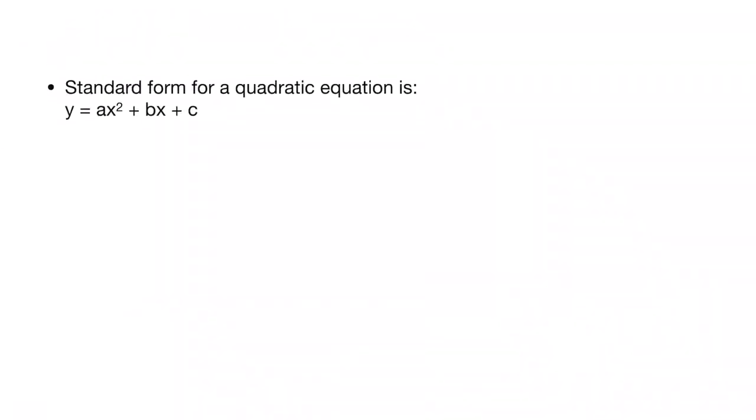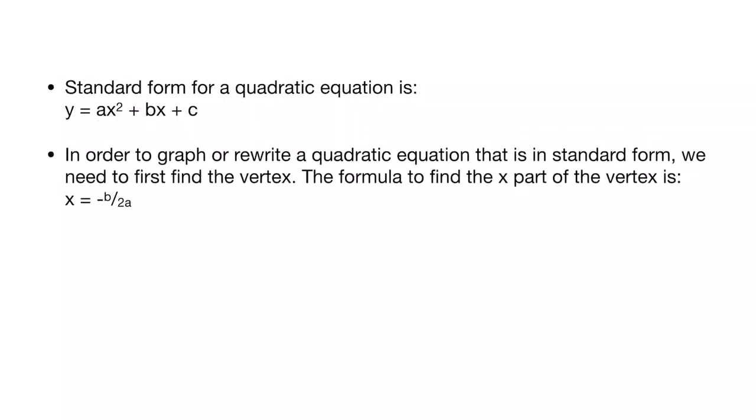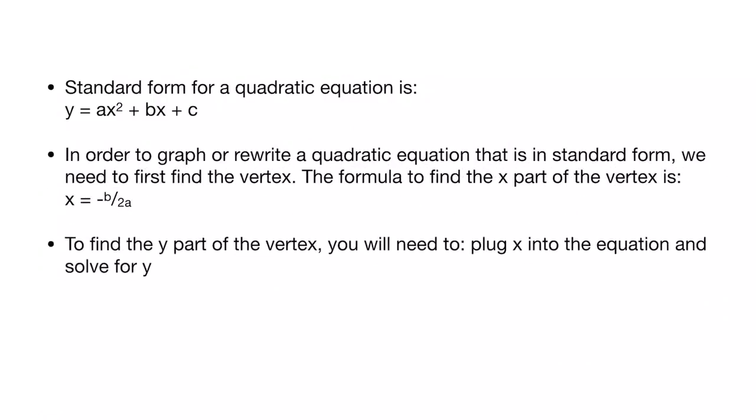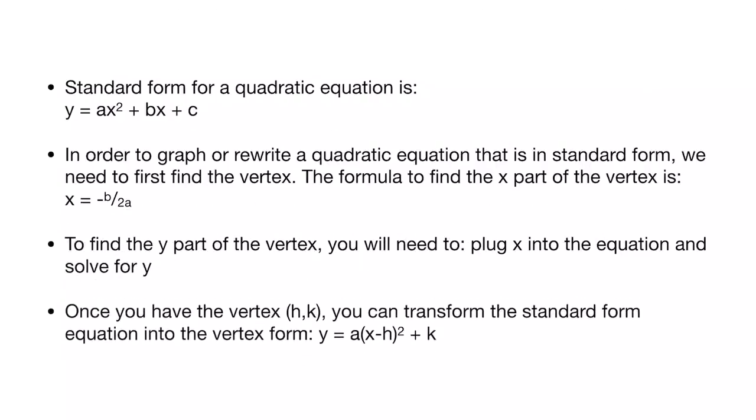All right, standard form of a quadratic equation is ax squared plus bx plus c. We're going to see that later when we move on. In order to graph or rewrite a quadratic equation that is in standard form, we have to first find the vertex. The formula to find the x part of the vertex is x equals -b over 2a. Once we find that value for x, we plug it in and get y. And once we have our vertex, we can transform to vertex form of the equation by writing y equals a, found from the standard form, times (x minus h) squared plus k.